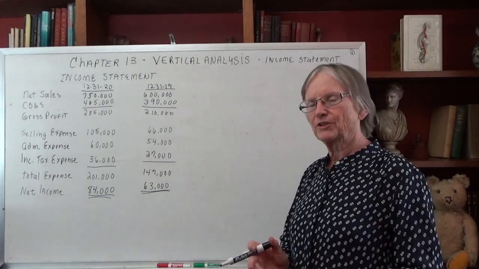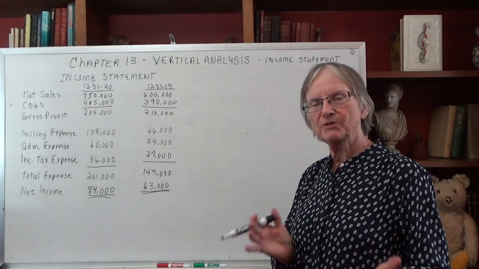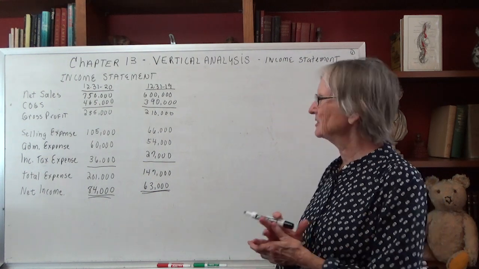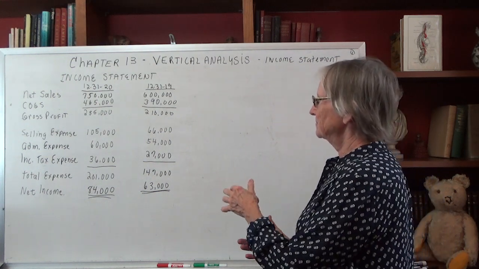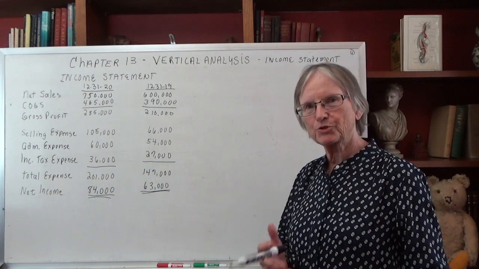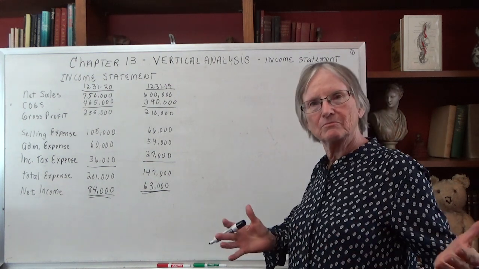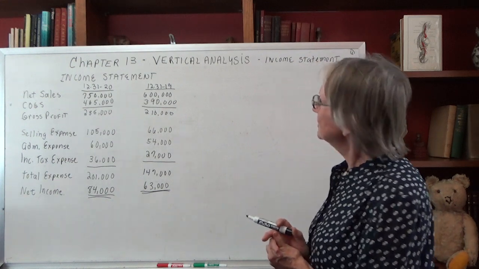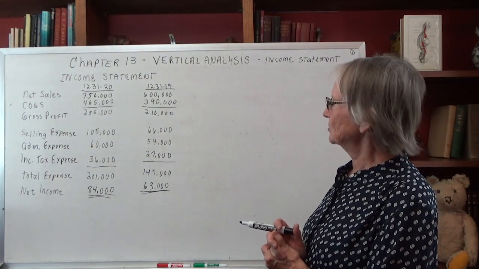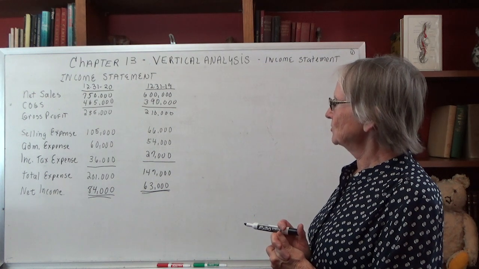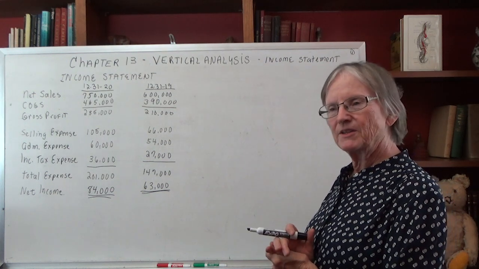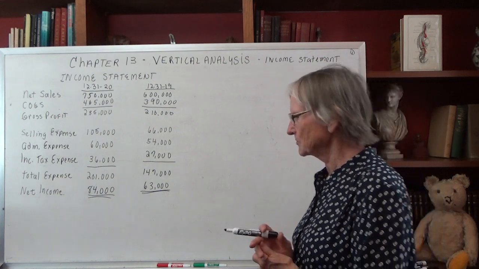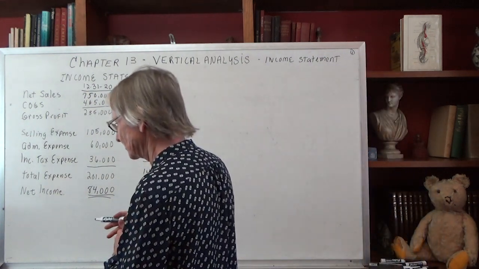So now we're to vertical analysis. This is a little bit different setup than your horizontal analysis, but it's the same idea of converting all of the data to percentages so that you can compare it much more easily. So with the income statement, what are we looking for?